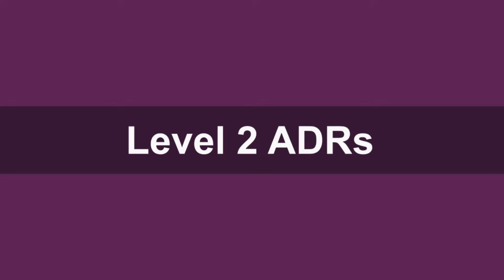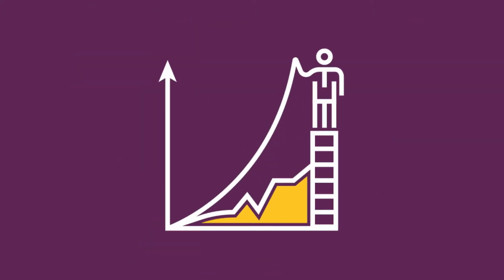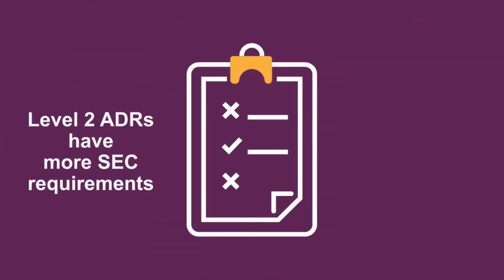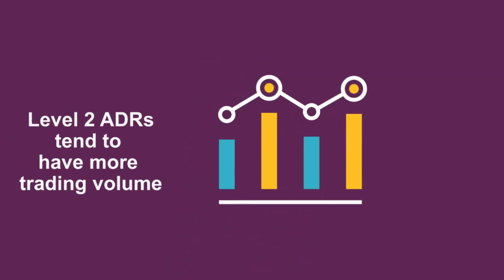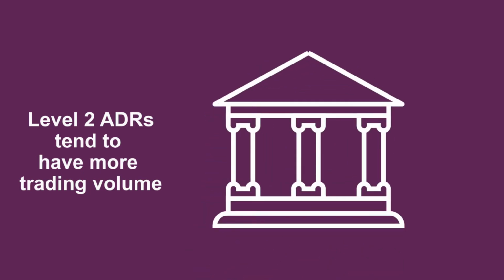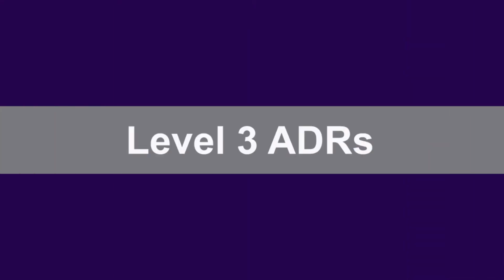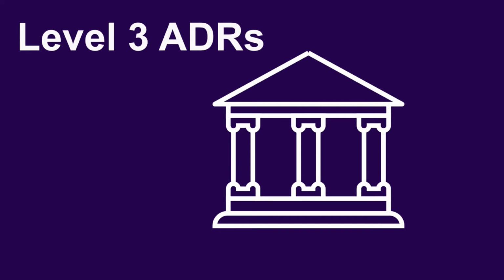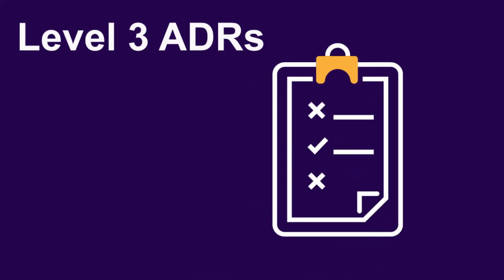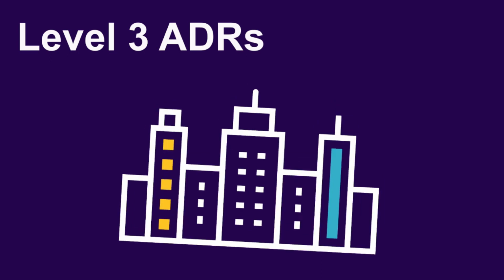Level 2 ADRs can also be used to create a trading presence in the US and cannot be used for capital raising. The SEC imposes more requirements on Level 2 ADRs than Level 1 ADRs. This level of ADR tends to have more trading volume and, partly due to being listed on exchanges, also has greater visibility among investors. Level 3 ADRs are considered the top level. The ADR is listed on an exchange and must meet stricter reporting rules similar to the rules governing publicly traded US companies. Unlike Level 1 and Level 2 ADRs, Level 3 ADRs can be used to raise capital.